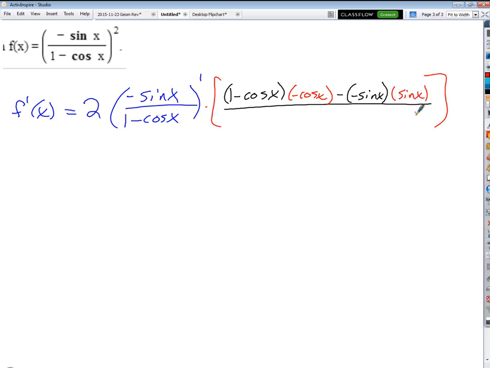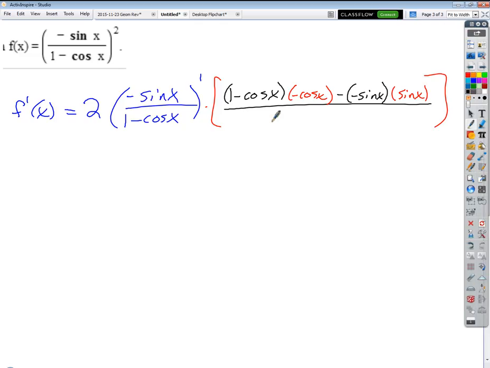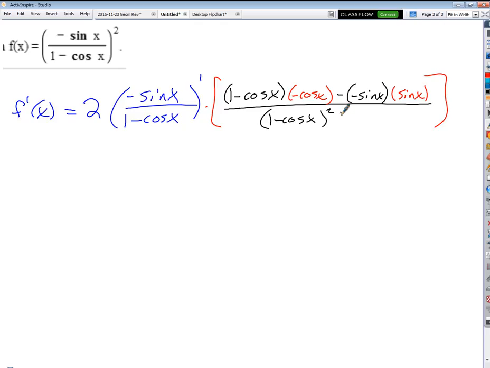I always get so confused. So the derivative of the bottom: the derivative of 1 is 0, we can discard that. Minus the derivative of cosine, which is negative sine, right? But I have a negative 1 out front, so that makes it positive. All divided by 1 minus cosine x, quantity squared.